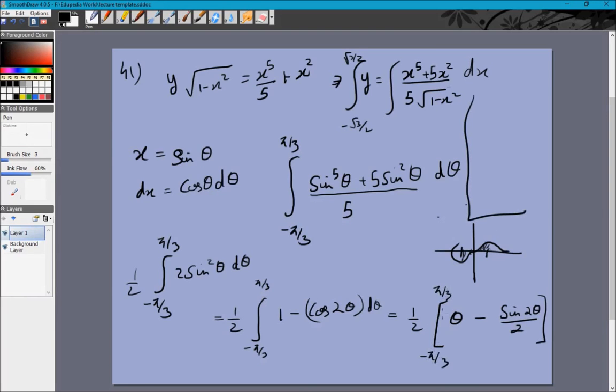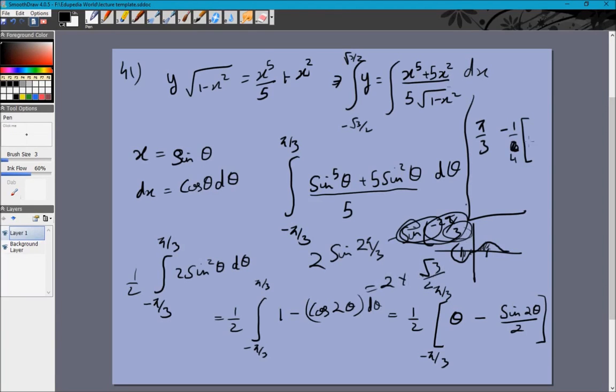So what is the value? Pi by 3 minus minus pi by 3 will be 2 pi by 3. Half of that will be pi by 3. So the first term is pi by 3 minus. Now this term is a fourth of sine of 2 pi by 3 minus sine of minus 2 pi by 3, which is 2 sine 2 pi by 3, which is 2 into sine pi by 3, root 3 by 2, or root 3. So root 3. So the final answer is pi by 3 minus root 3 by 4, which means the answer to this question is option B.